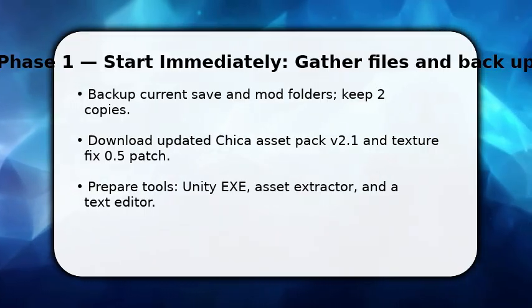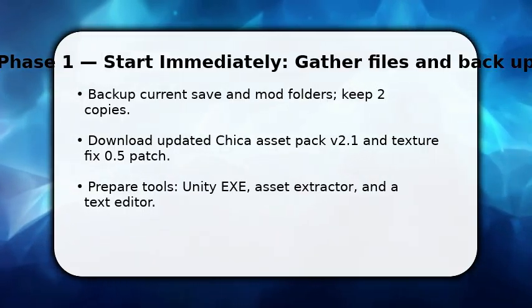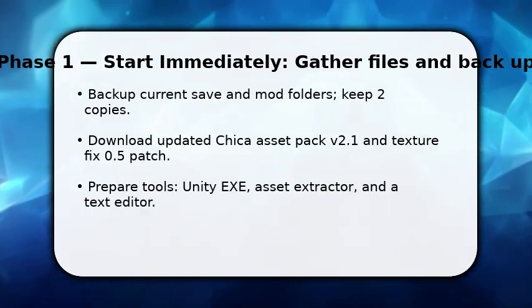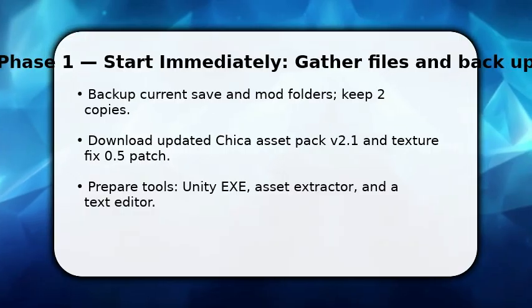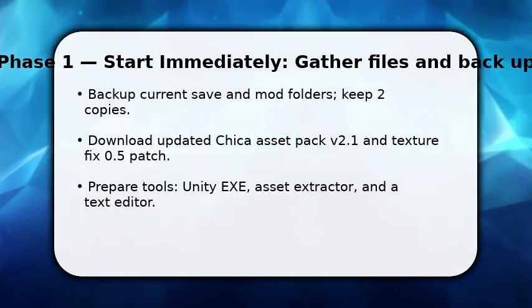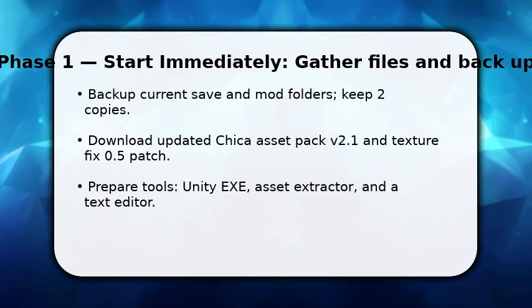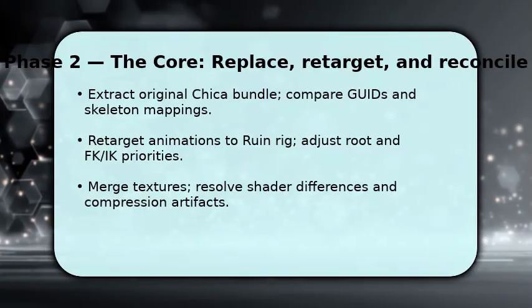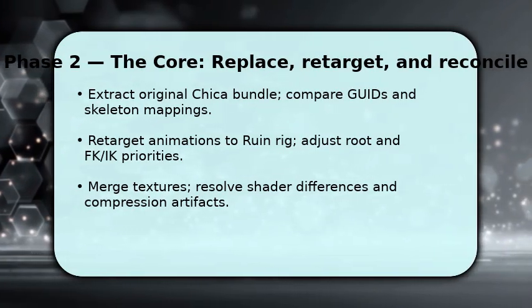Make sure to stage tools: Unity executable for previews, an asset extractor to unpack bundles, and a plain text editor for small tweaks. You do this to avoid data loss, and to guarantee you can revert if the new assets clash with older files. You now replace and retarget assets, step by step, because mismatched rigs break animation.